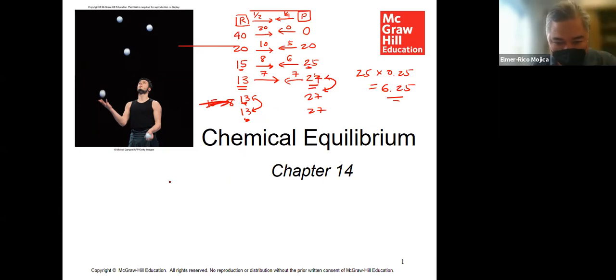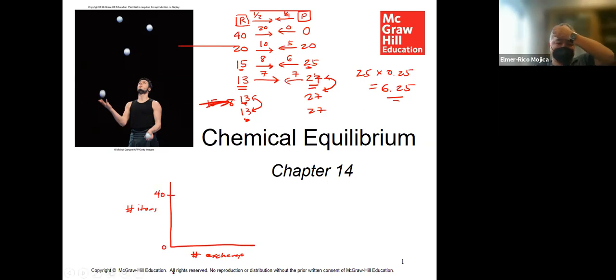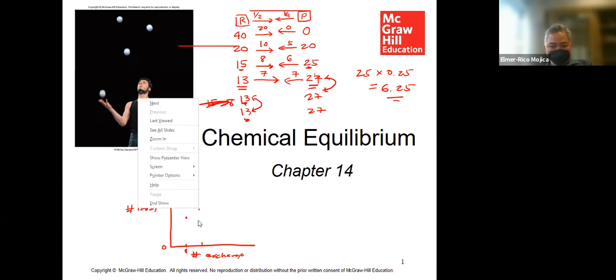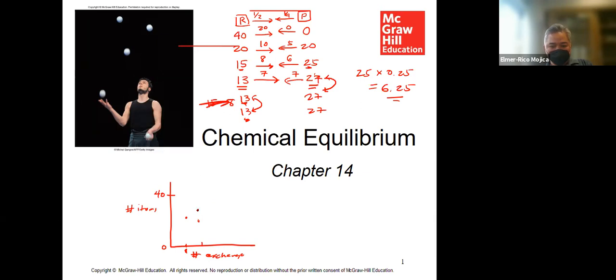Now, if you're going to plot this, I have your number of exchanges, and then I have your number of items. So one I start with 40, the other one I start with 0. And then in the first exchange, what will happen? Both of them end up with 20. Okay? And then the second exchange, one is 15 and the other one is 25. Right? And in the next exchange, one is 13 and the other one is 27. And then it will remain the same.